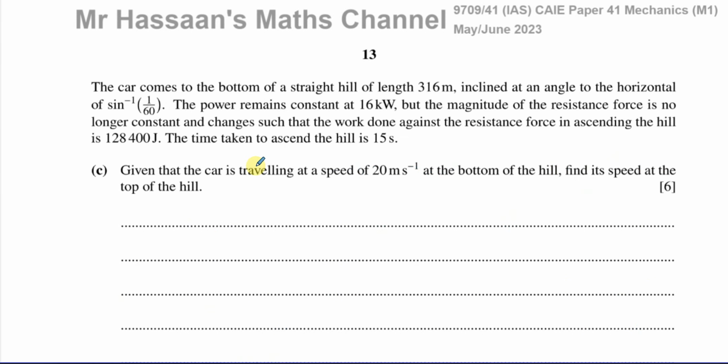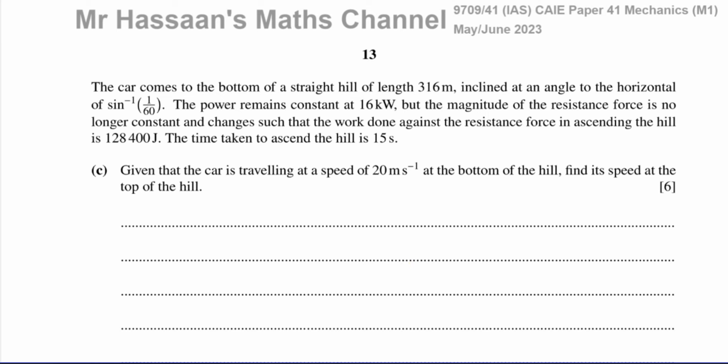Now we're going to go on to part C. It says a car comes to the bottom of a straight hill of length 316 meters, inclined at an angle to the horizontal of inverse sine of 1/60. The power remains constant at 16 kilowatts, but the magnitude of the resistance force is no longer constant and changes such that the work done against resistance force in ascending the hill is 128,400 joules. The time taken to ascend the hill is 15 seconds. Given that the car is traveling at a speed of 20 meters per second at the bottom of the hill, find its speed at the top of the hill.